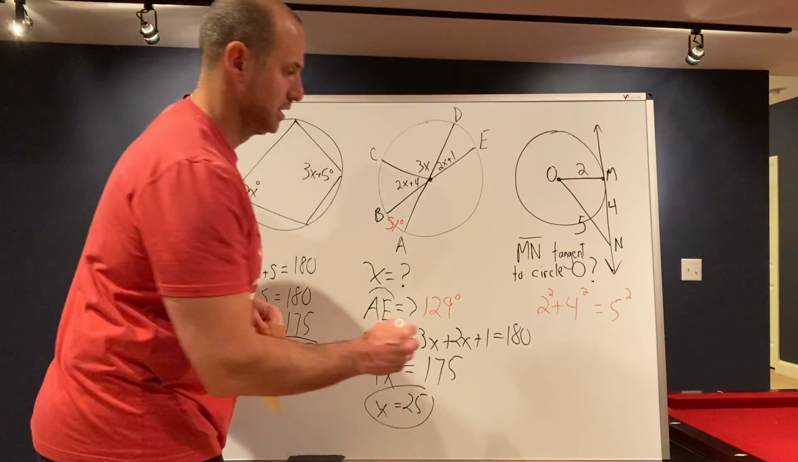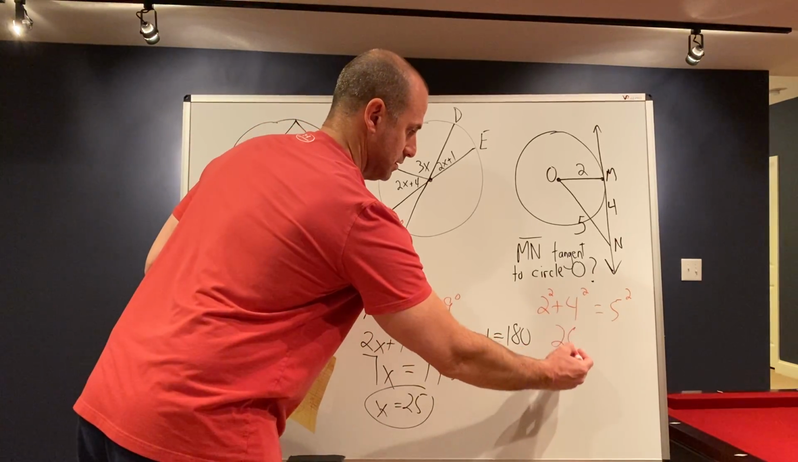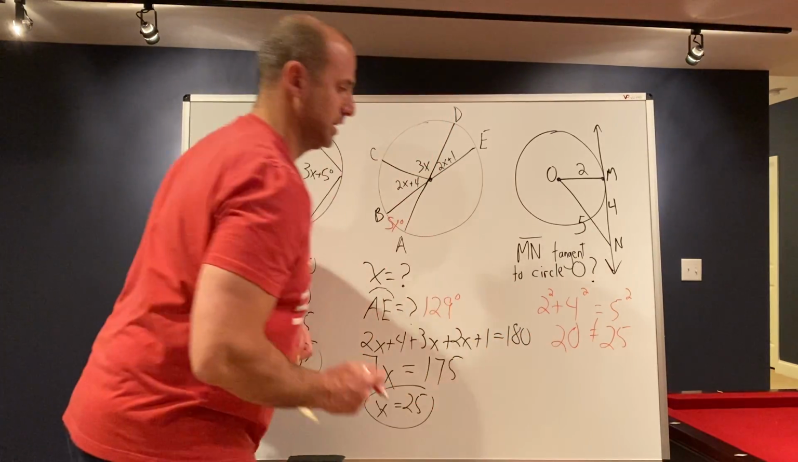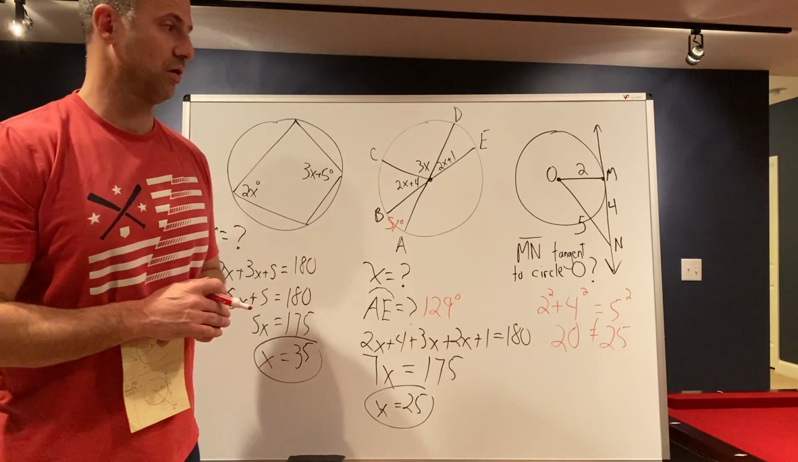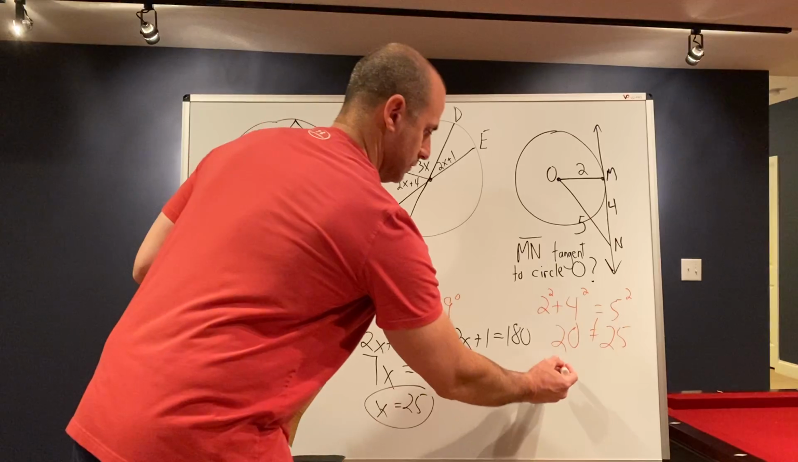Let's see. 4 plus 16 obviously is 20. Over here we have 25, and clearly those are not the same. Pythagorean theorem did not work, so is MN tangent to circle O? No.